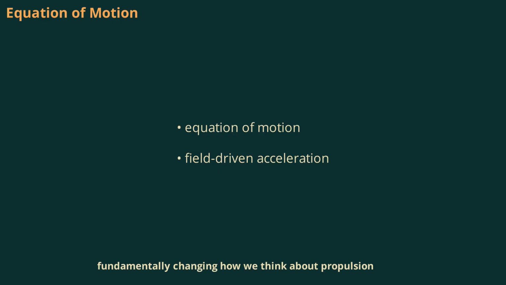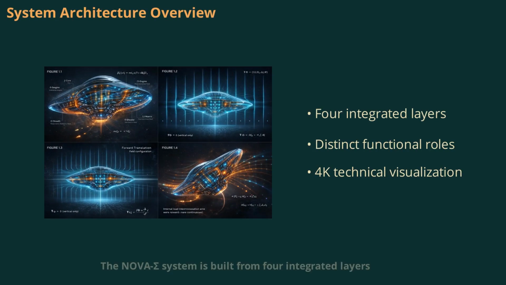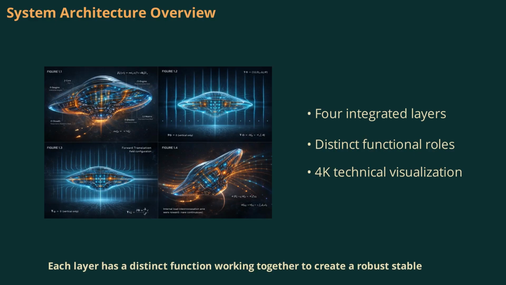The NOVA-Σ system is built from 4 integrated layers: the sigma core inertial lattice engine, gamma engine gradient field generator, omega sheath environmental decoupling field, and lambda matrix control and stability intelligence. Each layer has a distinct function, working together to create a robust, stable, and highly controllable propulsion system. This architecture is visualized in detailed 4K diagrams, showing how each component contributes to overall performance.